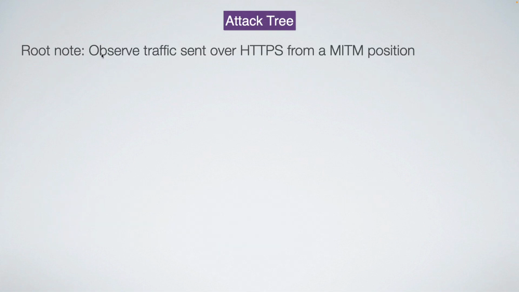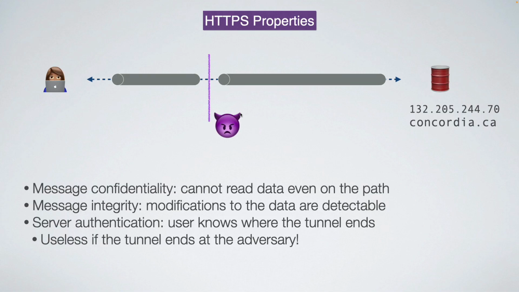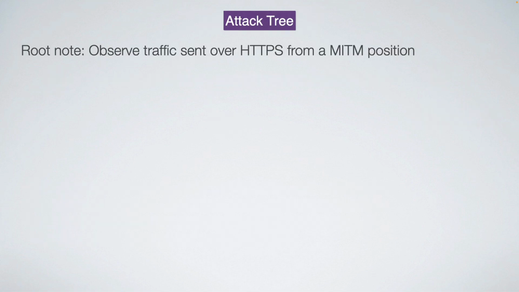Okay, so the attack tree I want to develop is basically, I want to observe traffic sent over HTTPS from, this stands for man in the middle. So when there's an adversary in the middle, we say man, I don't know why man. Well, I know why, because someone invented it in the 1980s or 90s, and it's just stuck. But anyways, we'll say MITM. And so the important thing for this root node is I'm going to assume you're already in the middle. Obviously, you have had to get in the middle somehow.